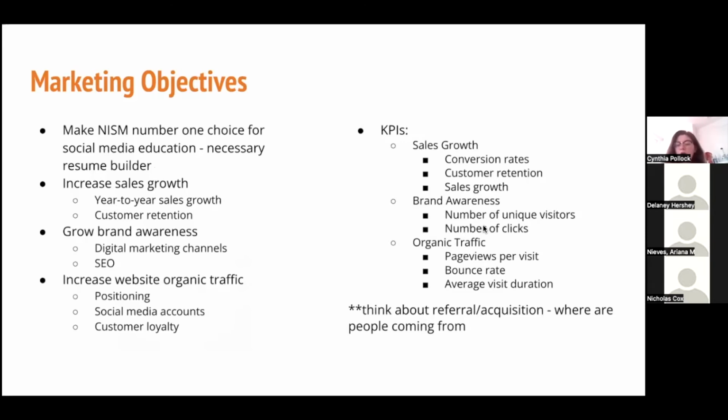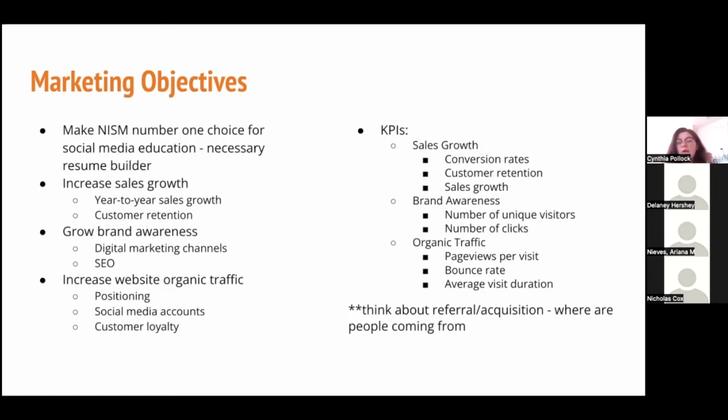So our core marketing objectives are to make NISM the #1 choice in social media education and position NISM as a necessary resume builder for the target market, as Delaney was saying. And this can be accomplished through increasing sales growth, growing brand awareness, and increasing the website's organic traffic. It is important to understand the KPIs of each of these marketing objectives. So starting with sales growth, obviously we wanted to focus on conversion rates, customer retention, and sales growth. So with these, we can know how much we are actually growing from the kind of marketing campaign that we will be using.